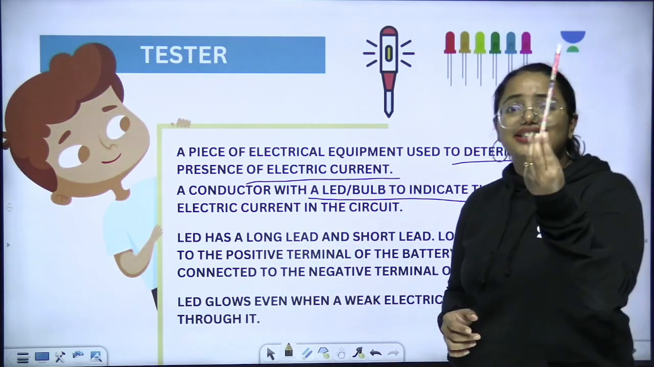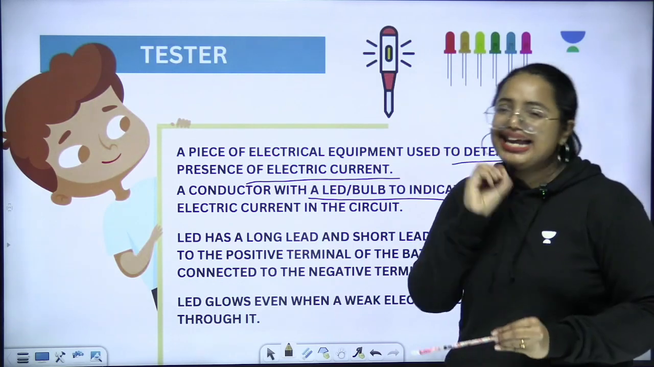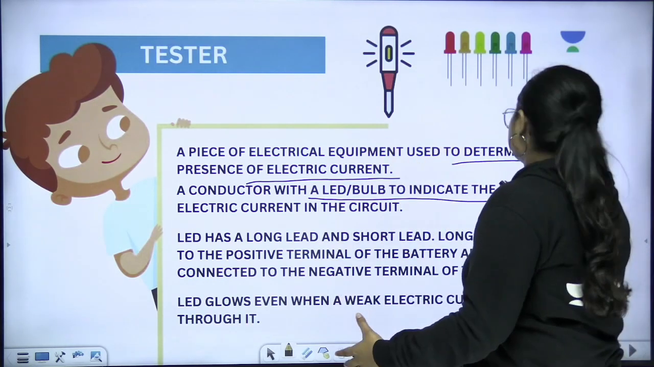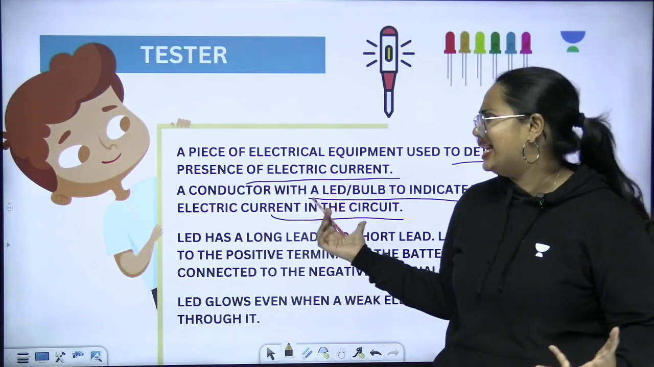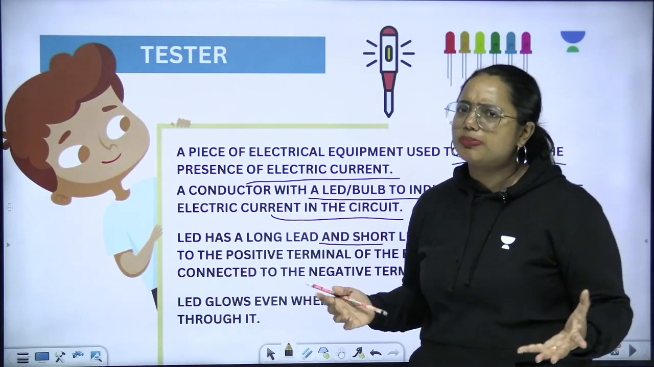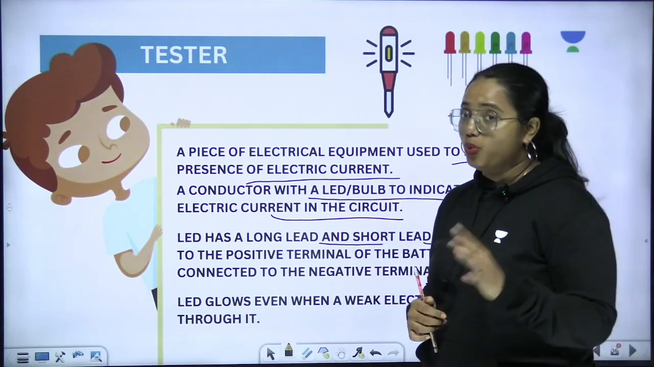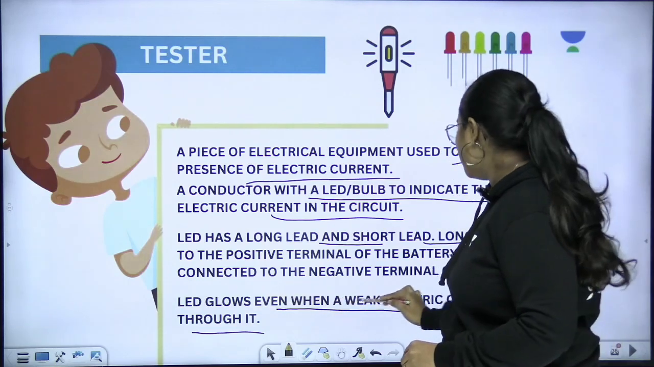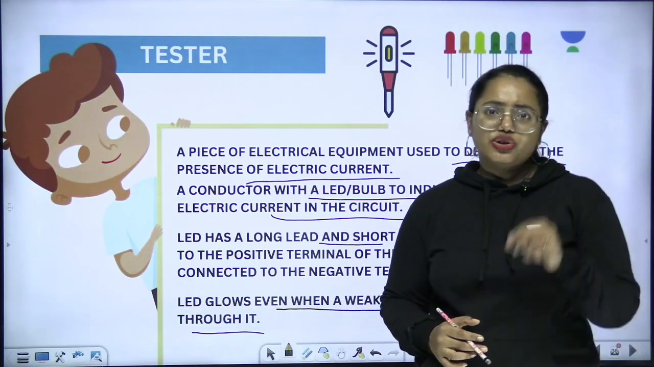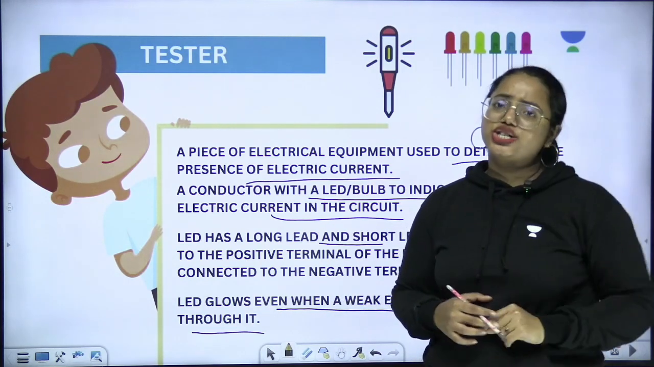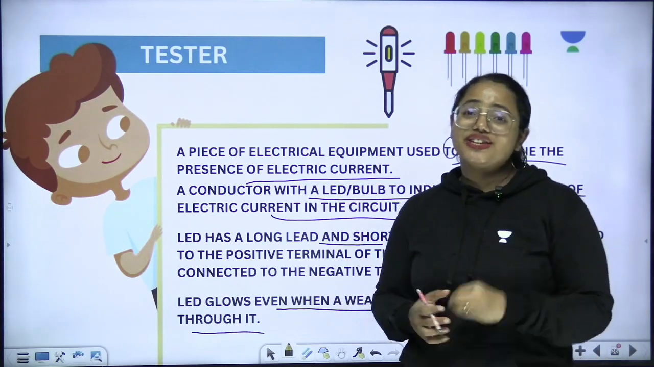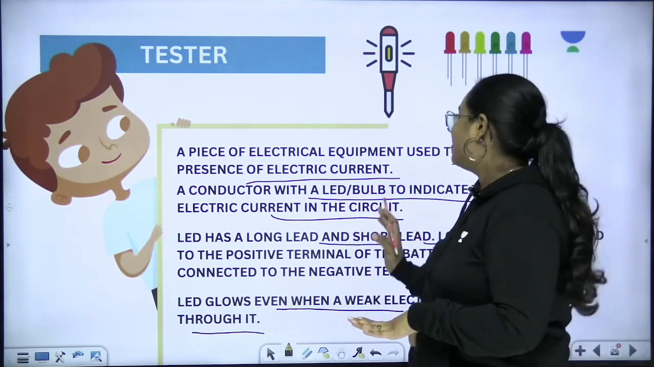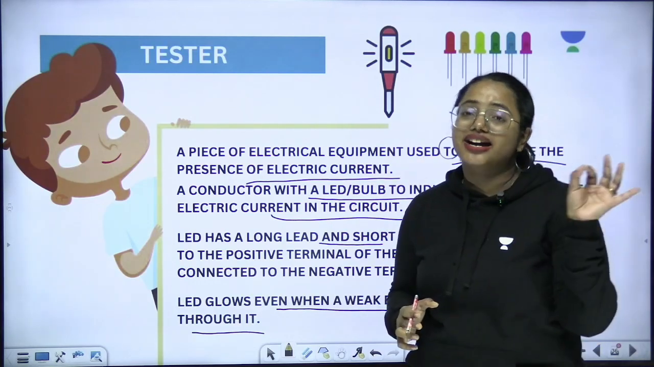That means the tester has a small LED bulb to indicate the presence of electric current in the circuit. But why did we use an LED here? We could have gone for something else, right? Why? Because an LED glows even when a weak current passes through it. So even if there is a minute amount of electric current, it can really blink. Clear? That is the reason we have selectively chosen this particular LED light inside our tester.